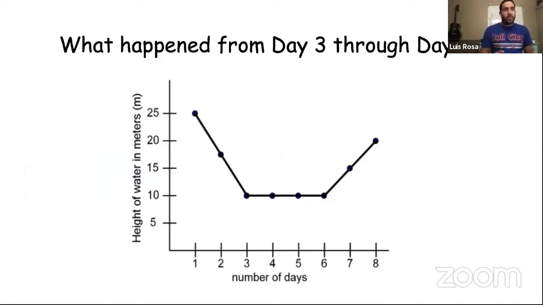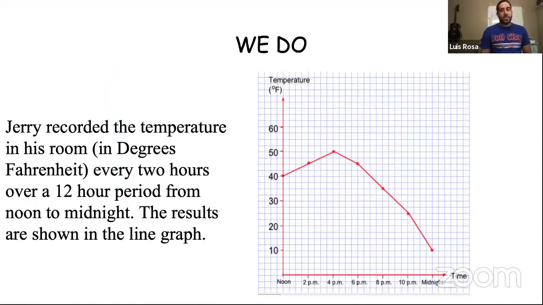All right, now that we're done with this, in your classrooms with your teacher, you are going to collaborate and do the we do section of our lesson, and I'm going to read out loud. Jerry recorded the temperature in his room in degrees Fahrenheit every 2 hours over a 12-hour period from noon to midnight. The results are shown in the line graph. So this is the information that Jerry collected.